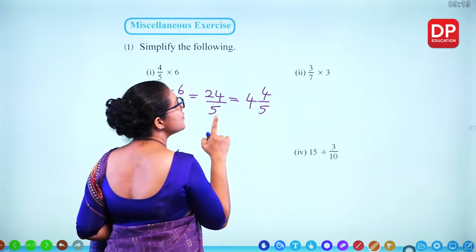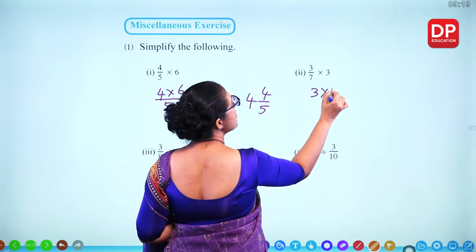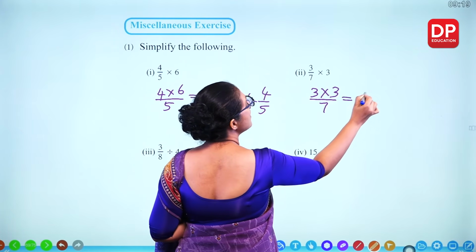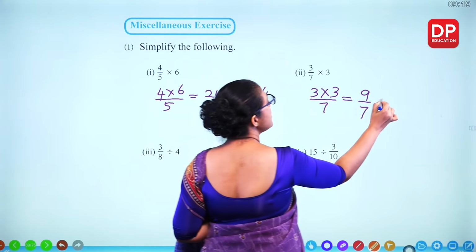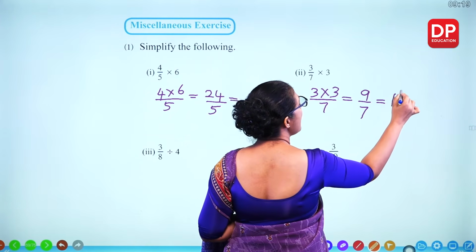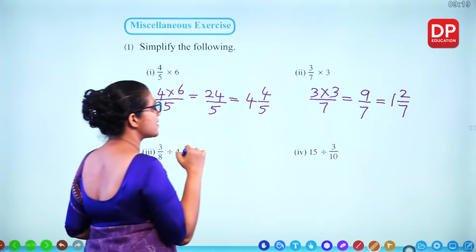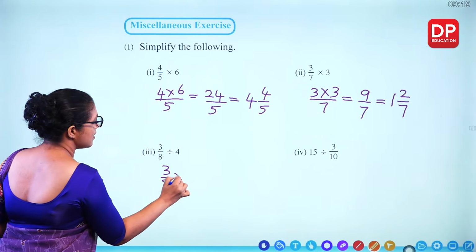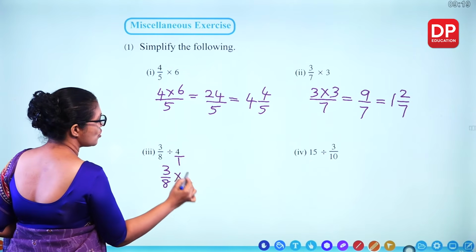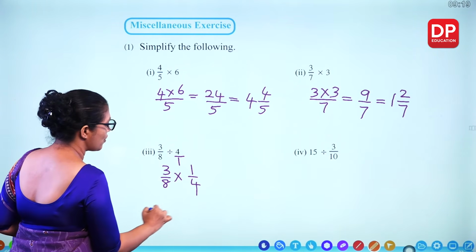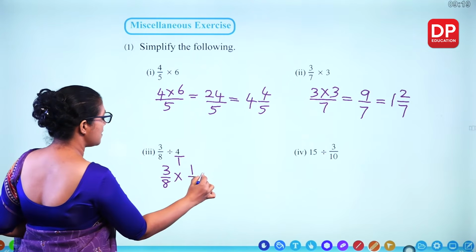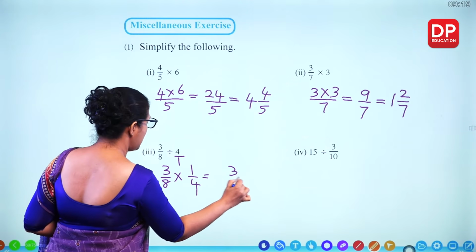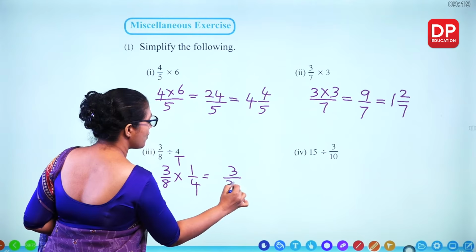7 over 3 multiplied by 3 means 3 times 3 over 7. 9 over 7 you can write as a mixed number, 1 and 2 sevenths. Now division. Division you can convert to multiplication by taking its reciprocal. Now you can't simplify. 3 times 1, 3. 8 times 4, 32.